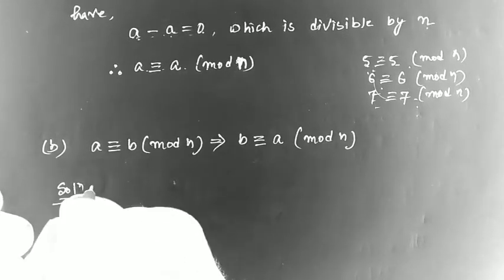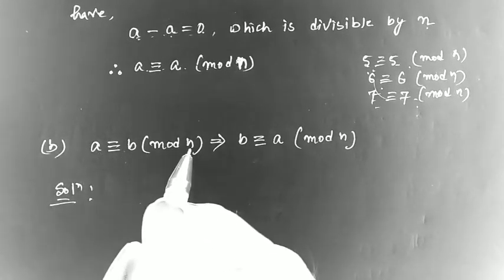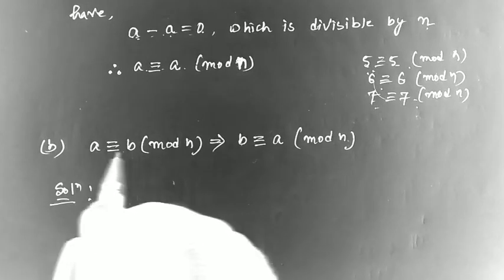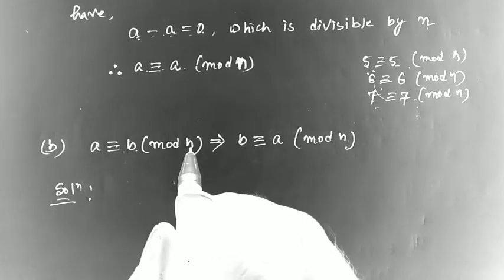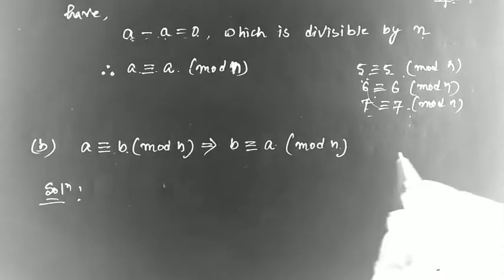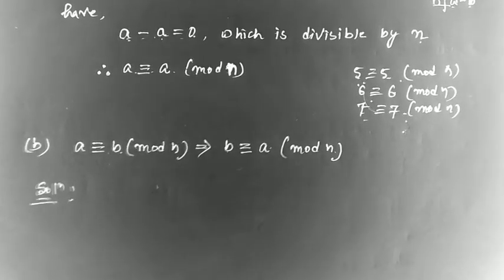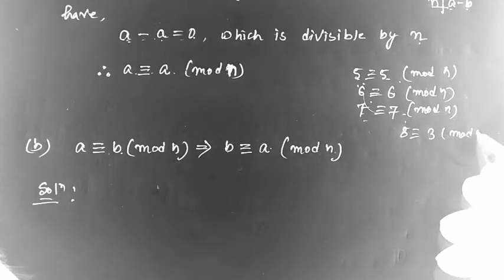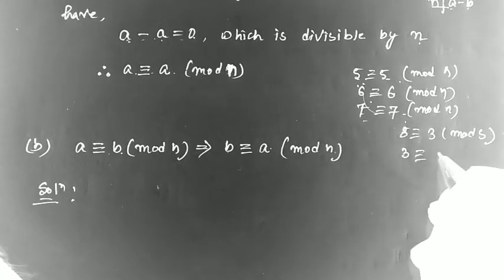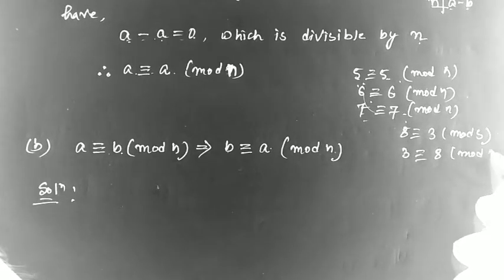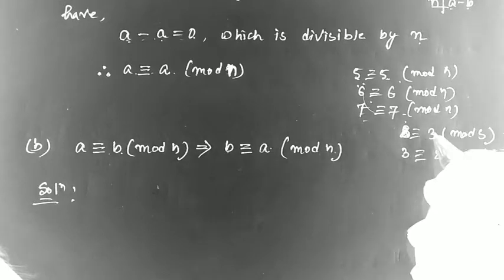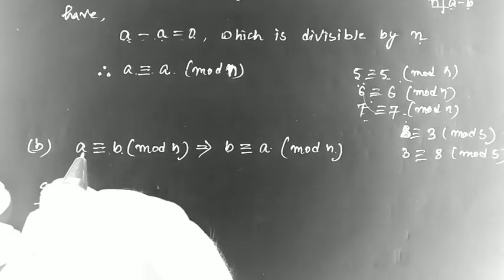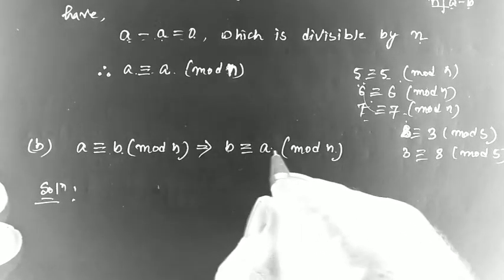The second property is that a congruent to b mod n implies that b congruent to a mod n. If a is congruent to b with mod n, then b is also congruent to a with mod n. Suppose if 8 is congruent to 3 with mod 5, then 3 is also congruent to 8 with mod 5. That means the reverse is also correct.